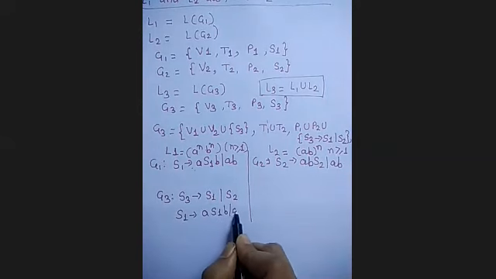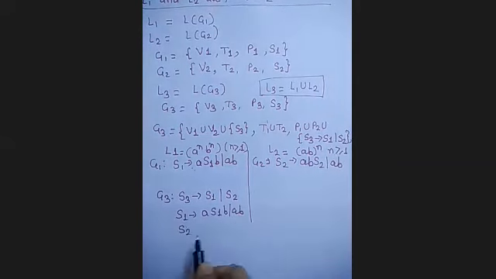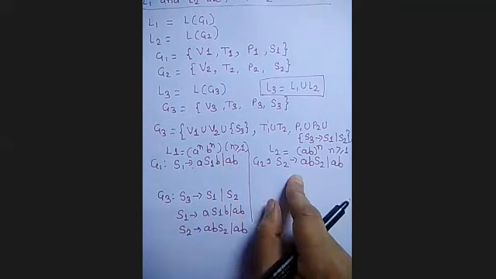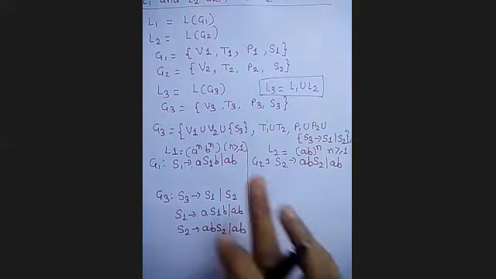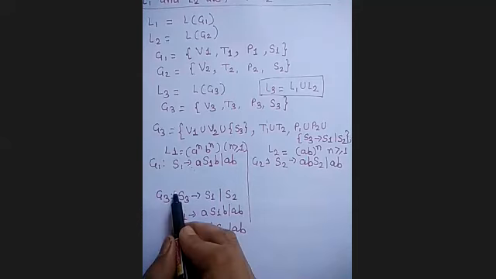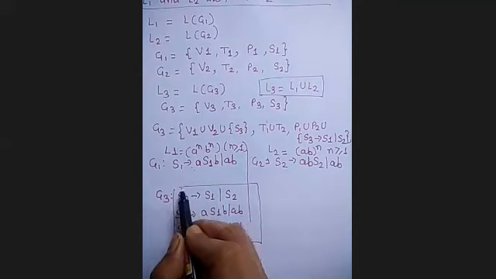And we'll also write S2 derives AB S2 or AB. Note down these examples properly, because for the next theorem also we'll use the same examples of G1 and G2. So this is our G3. Now, my question is whether G3 is a context free grammar.